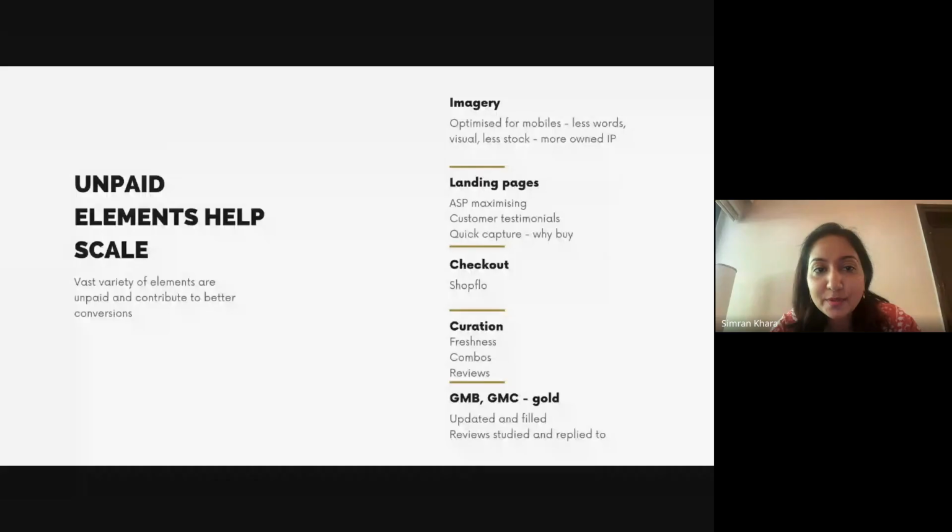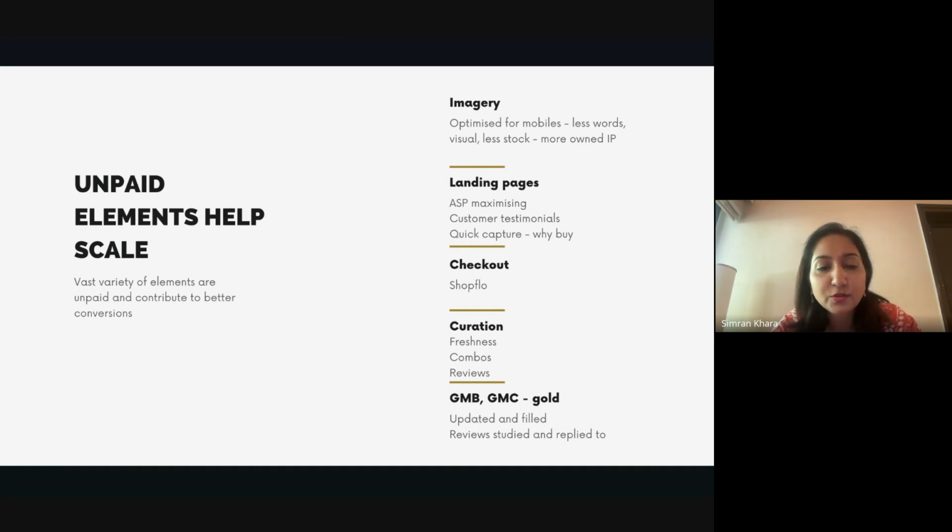This is as simple as making sure your PDPs, your product detail pages, are wow. So they're actually optimized for loading, they're optimized for various mobile speeds. There are fewer words on them. They're very, very visual. Words are replaced with icons. Icons are easier to understand. And as far as possible, it is what I call owned IP, which means that these are not necessarily renders.